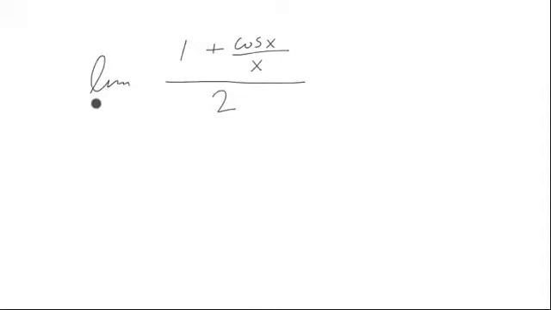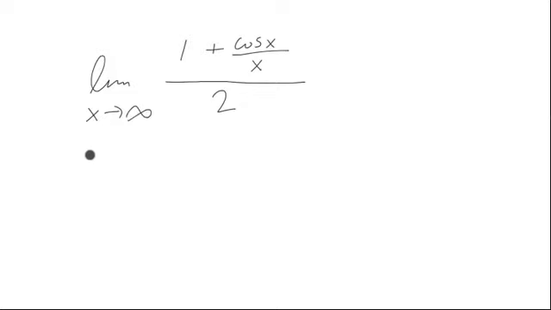Let's look at the idea of limits by sandwiching. For instance, suppose that we had a function that looks something like this: 1 plus the cosine of x all over x, say, and then maybe we had something like 2 here, and we're taking a limit as x approaches infinity.